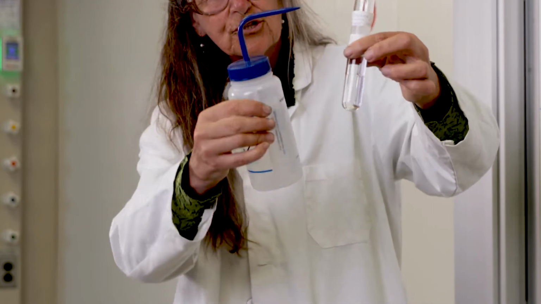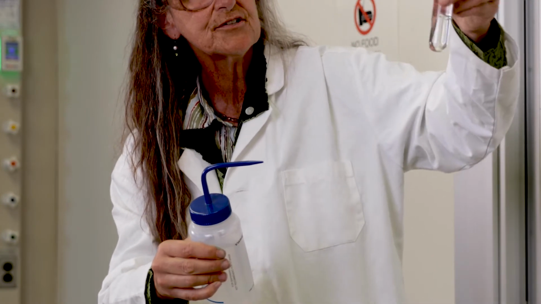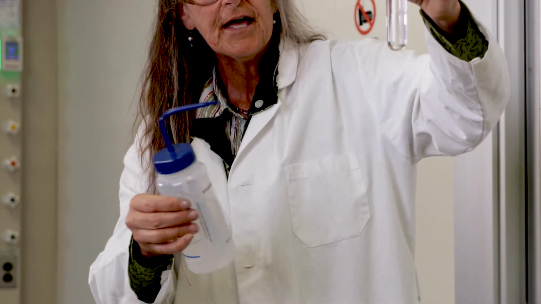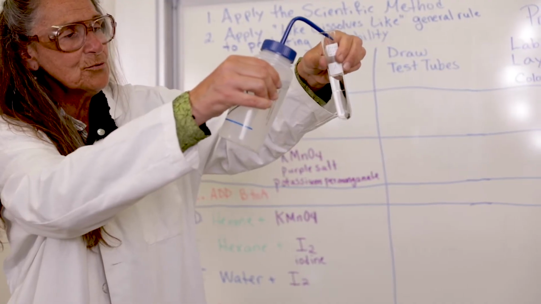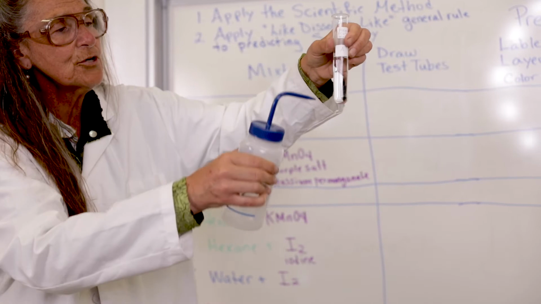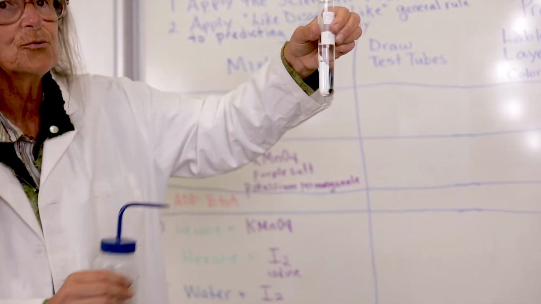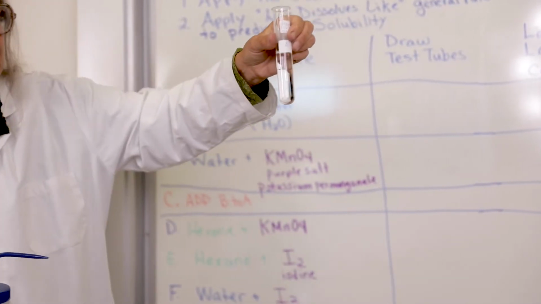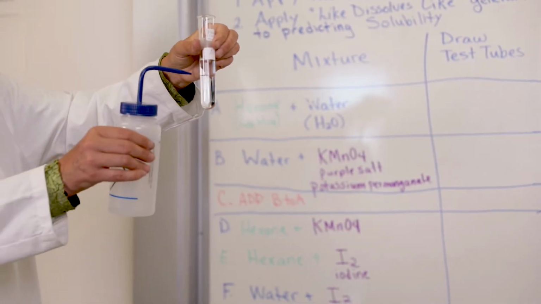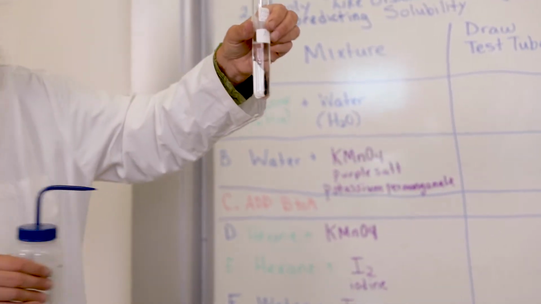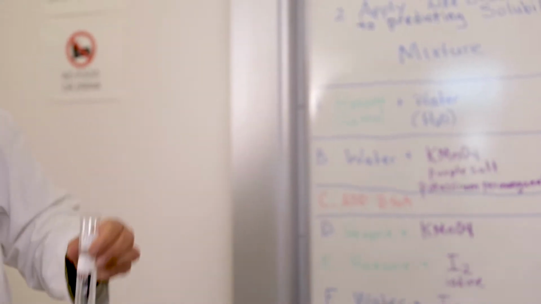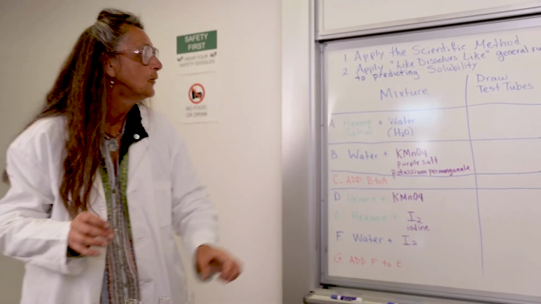Whenever you're not sure which layer is on top of another, and one of the solvents happens to be water, just add more water and see which layer grows. Whichever layer grows is the water layer. In this case, you can see that the water is on the bottom and the hexane is on the top, and no, they do not mix.